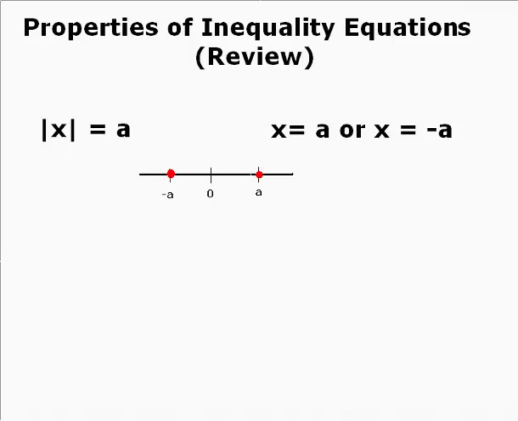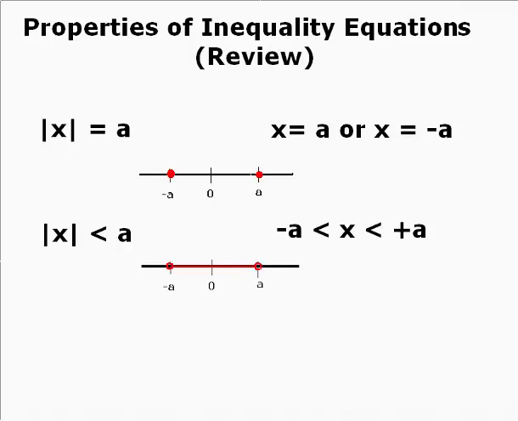Here we have an inequality that says that the absolute value of x is less than a. This means that x is greater than negative a, but less than positive a. On a number line, we would draw this as a solid line connected to two open circles at points negative a and positive a. The open circles reflect the fact that negative a and a are not included in the value for x. X is any value between negative a and positive a.